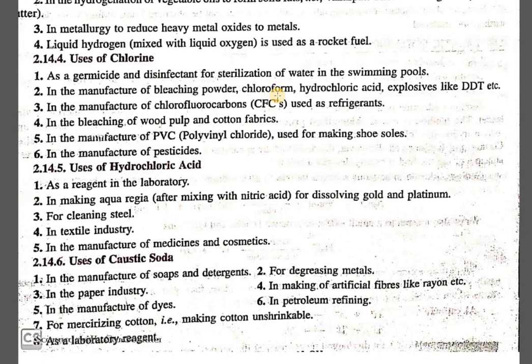Then, we can use chlorine in bleaching of wood pulp and cotton fabrics as well. Also in the manufacture of polyvinyl chloride, which is one of the types of thermoplastics and is used for making shoe soles. We can use chlorine in the manufacture of pesticides, which are the chemicals used for killing pests which may damage the crops.